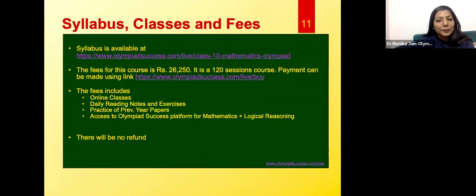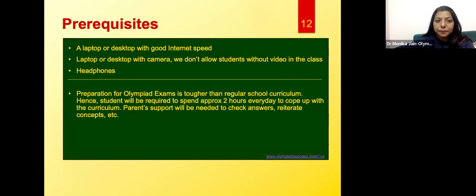The syllabus is available at this particular link, which we've already shared with you. All the relevant links have been pasted in the chat box and will again be pasted for you to avail. The fees for this course is 26,250 rupees. It is going to be a 120 session course. The fees includes online classes, daily reading notes and exercises, practice of previous year papers, and access to the Olympiad Success platform for mathematics and logical reasoning.